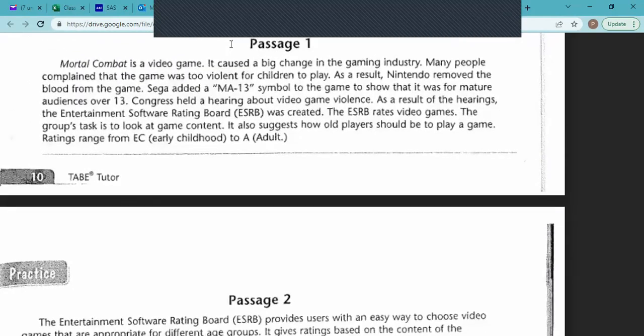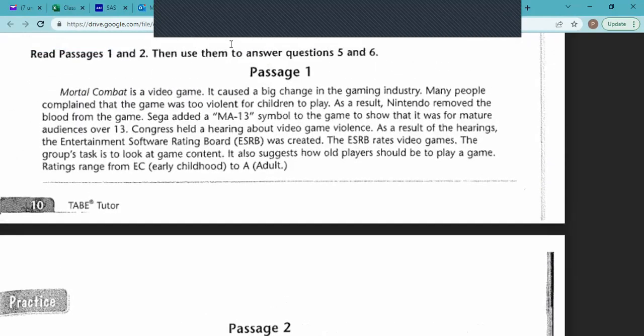Let's take a look at the next. At the very bottom of page 10, we're going to read the 2 passages and we'll look at a couple of the questions.